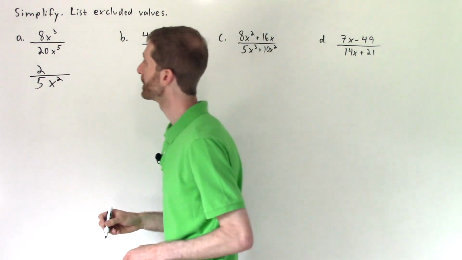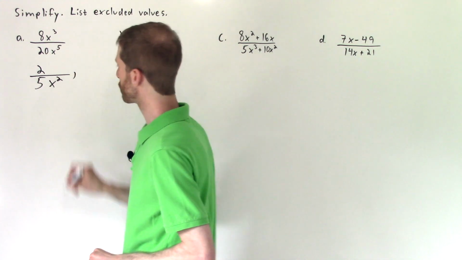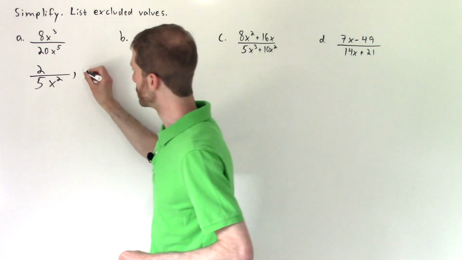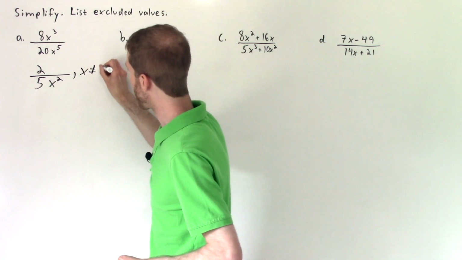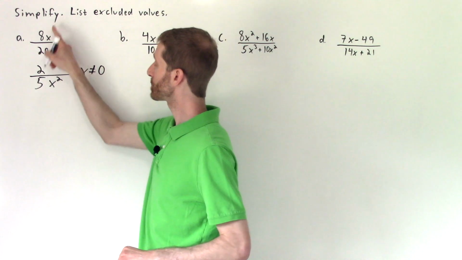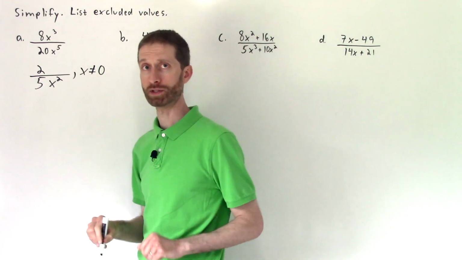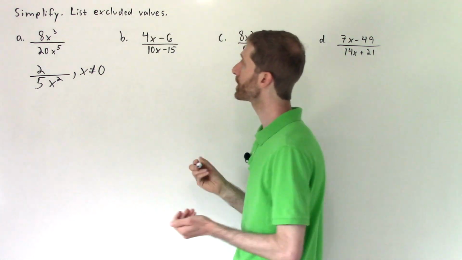So it's simplified. Now, one thing to notice are my restrictions. What would make the denominator 0? Well, if x were to equal 0, that would make the denominator 0. So this expression simplifies down to this, but x can't ever be equal to 0. Very important. Okay, on to the next problem.